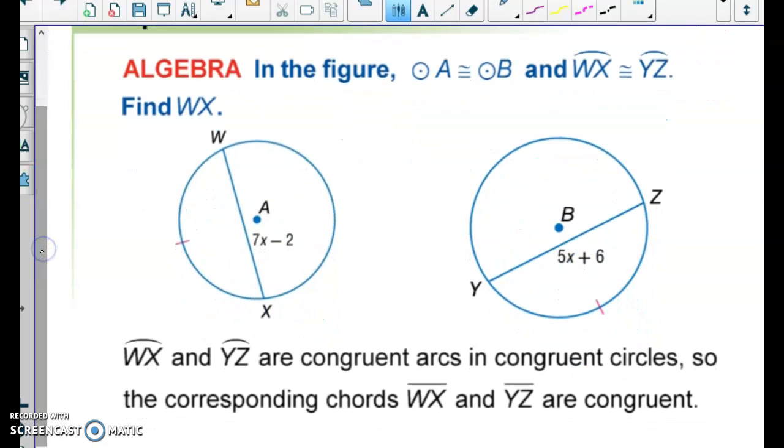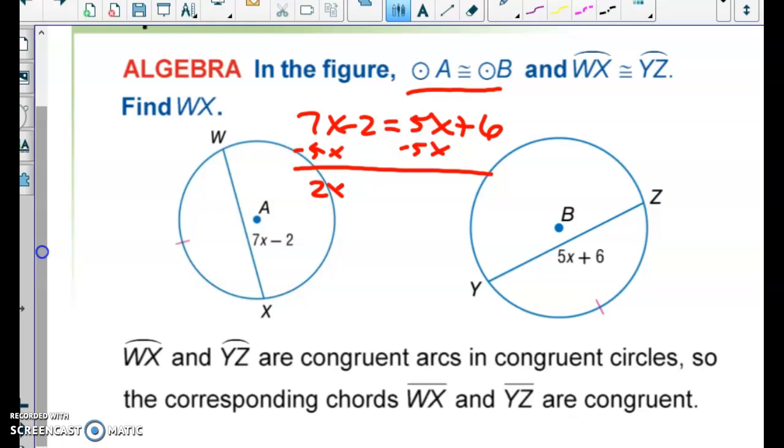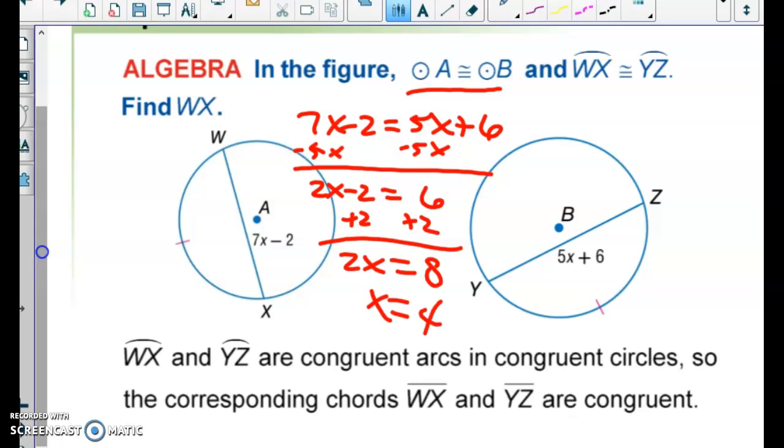On this one, if we go back to the theorem, it said, or congruent circles. So since these are congruent circles, they tell us that there, then we know that 7x minus 2 is equal to 5x plus 6, or minus the 5x from both sides gives me 2x minus 2 equals 6. Add the 2. 2x equals 8. X equals 4. So if we want to find this length, which is the WX, I'm going to plug in 4. So 7 times 4 minus 2 gives me 26.